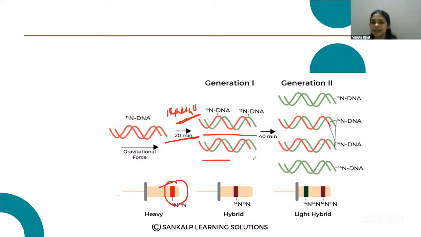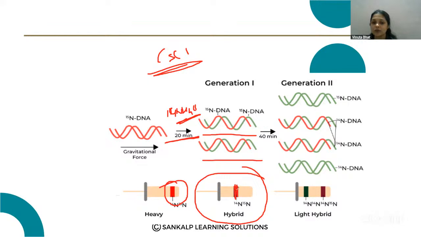Next, the DNA that is separated by centrifugation using the cesium chloride solution forms the hybrid. Okay, so when we look at the density gradient, it shows the hybrid. So what is the reason behind this?